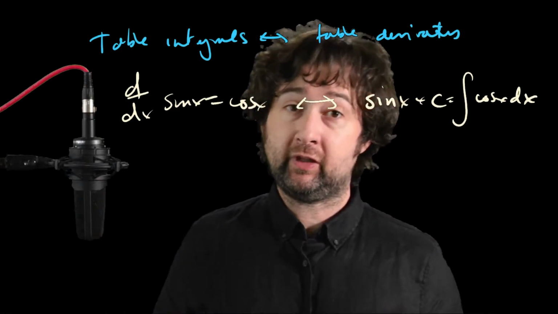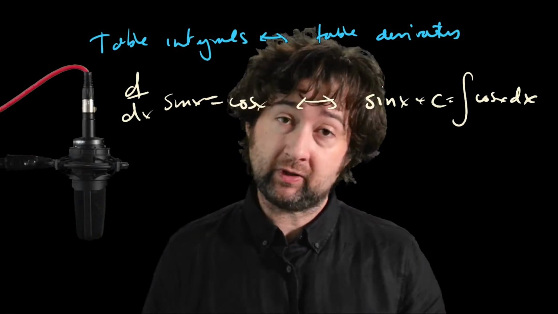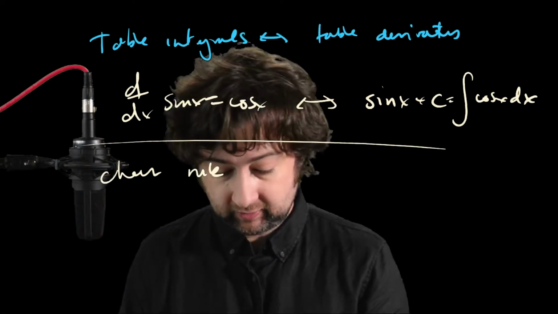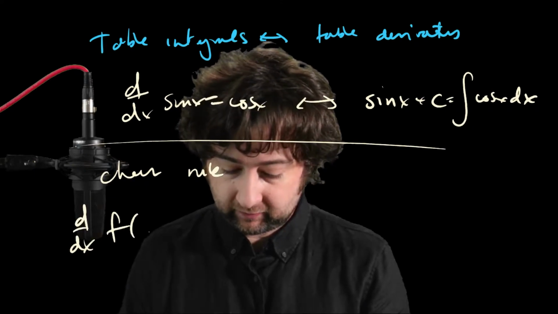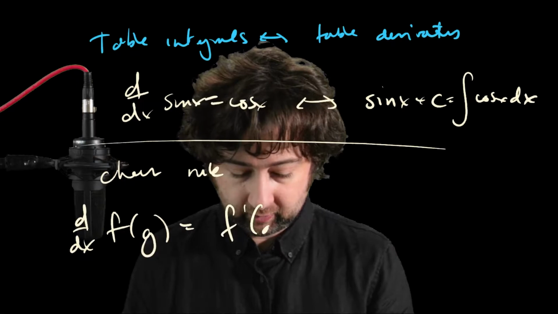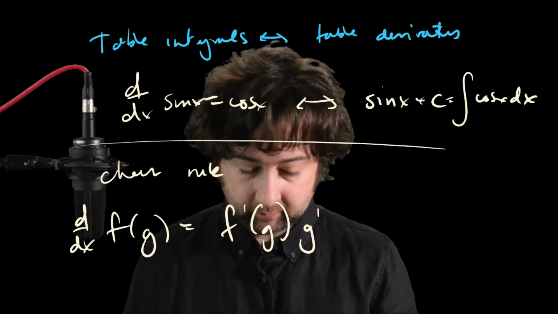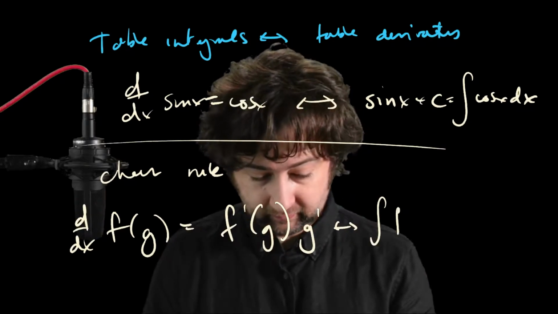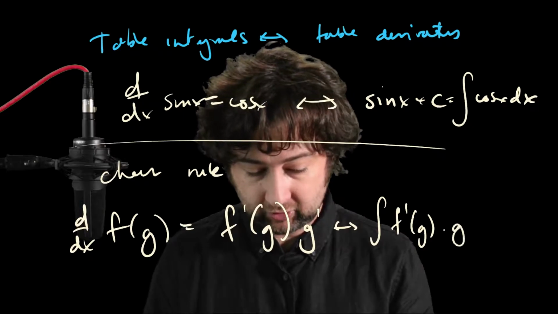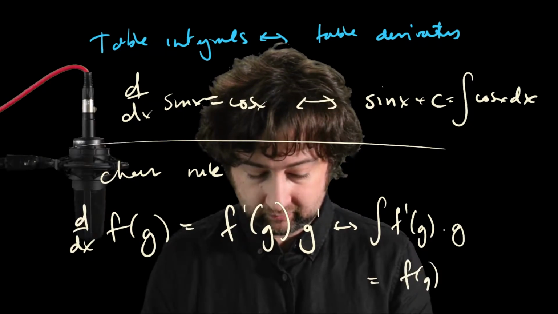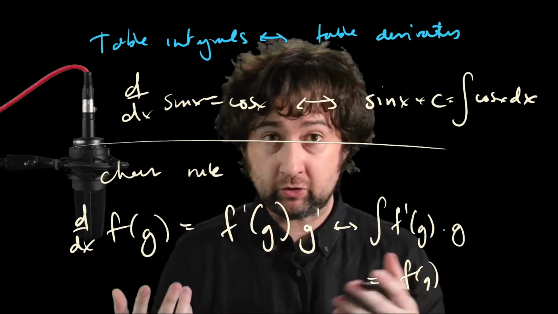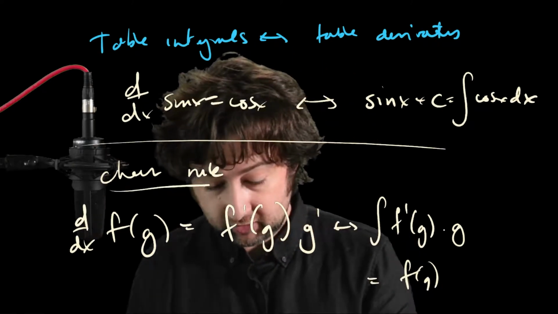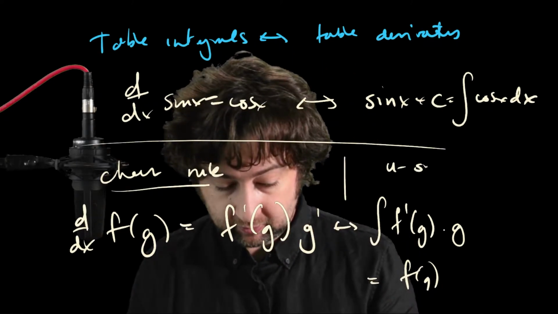The more sophisticated rule that we developed is called U substitution. And U substitution is related to the chain rule. So the chain rule says that d by dx of f of g is equal to f prime of g times g prime. And its associated integration rule said that the integral of f prime of g times g prime is equal to f of g. That's where the U substitution actually came from. U was equal to g, and du is equal to g prime dx. So on the one hand, we have the chain rule. On the other hand, we have U substitution.